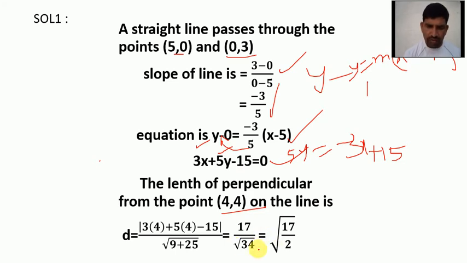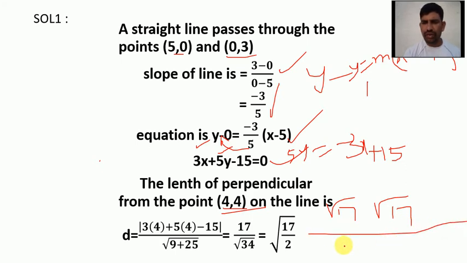That is, the point from which we are taking the perpendicular distance, that is (x1, y1), so (4, 4). Now substitute here. The simplification of this will actually be 17 by root 34. Root 34 can be written as root of 17 into 2. That's why in the numerator, 17 can be written as root 17 into root 17, and the denominator already has root 2 into root 17.